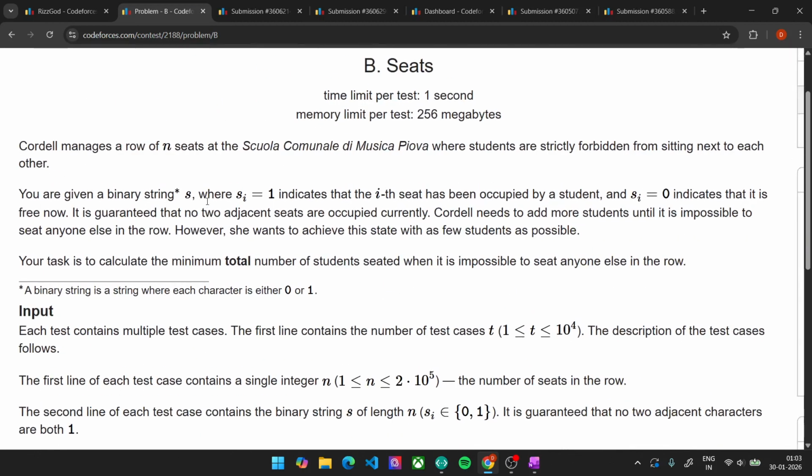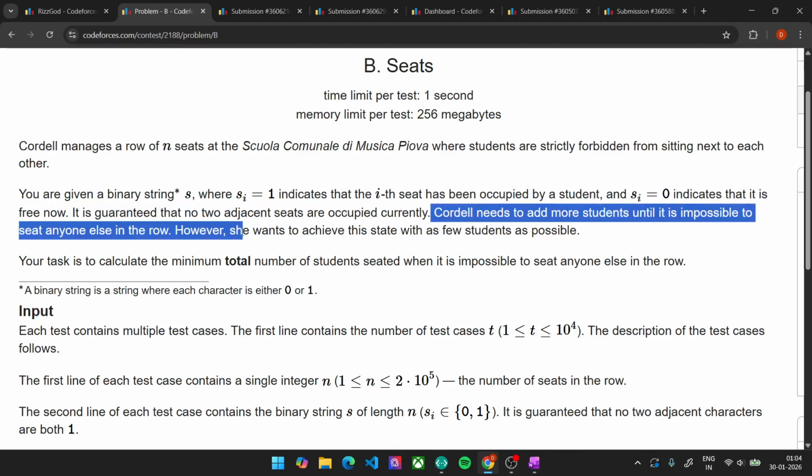Let's read this question. We are given a binary string S, which indicates a row of seats. The ith seat has been occupied by a student if Si is equal to 1. Otherwise, Si is equal to 0, which indicates that the seat is free. It is guaranteed that no two adjacent seats are occupied.